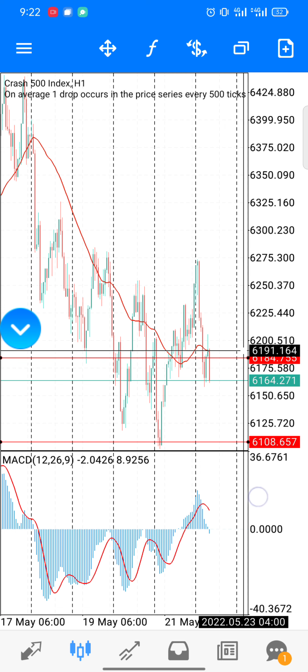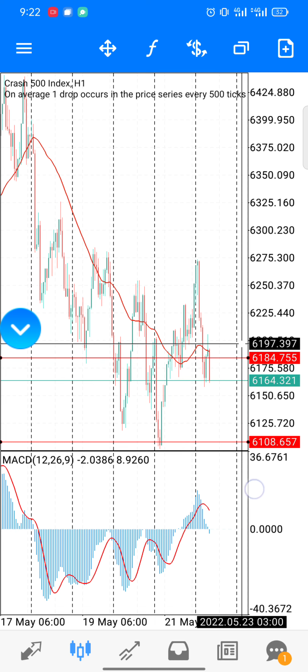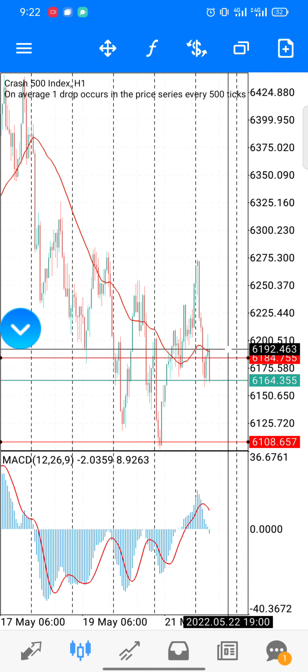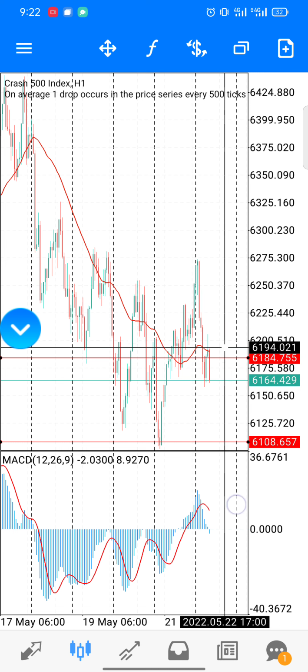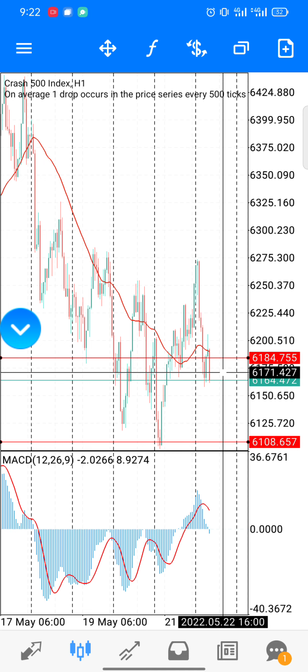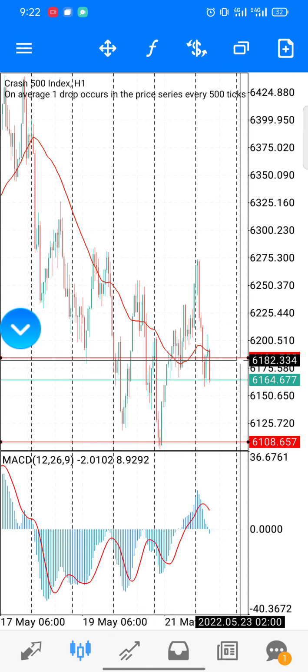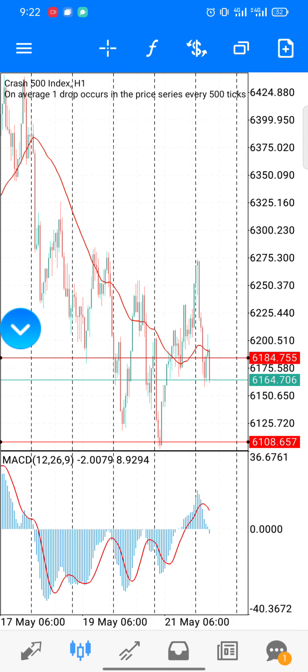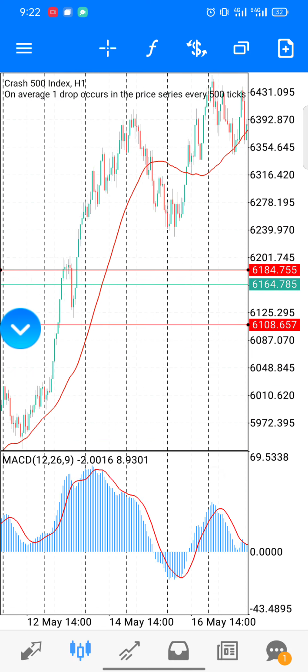Yeah, stop loss could be above this previous candle just to minimize your loss, and you take profit at this level. See that, guys? That's about a 1:2 win/loss ratio. So that's just it. You should be risking 1 to get 2. That's 1:2 for the win/loss. So that's how we analyze Crash 500 and place trades.